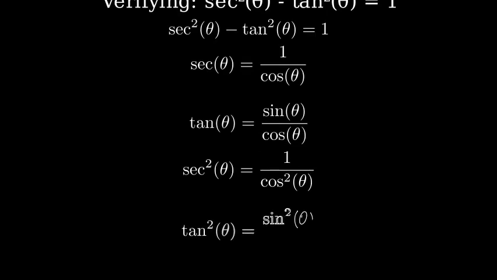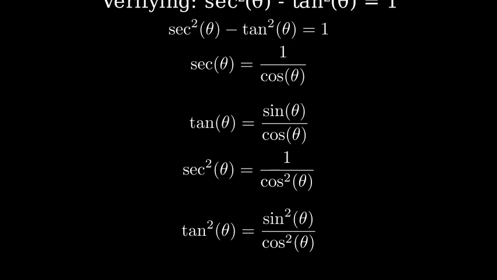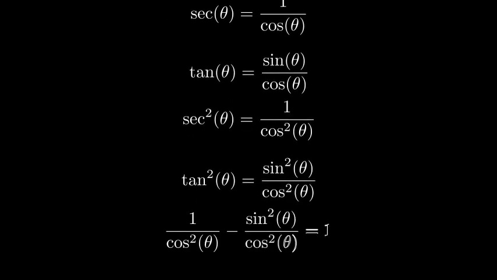Now, let's square these terms since our identity involves secant squared and tangent squared. When we square secant, we get 1 over cosine squared theta. And when we square tangent, we get sine squared theta over cosine squared theta. Let's substitute these squared expressions into our original identity. We now have 1 over cosine squared theta minus sine squared theta over cosine squared theta equals 1.